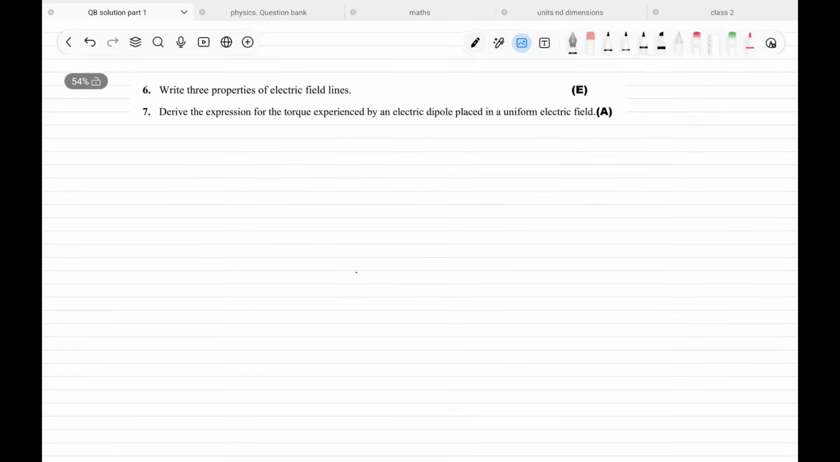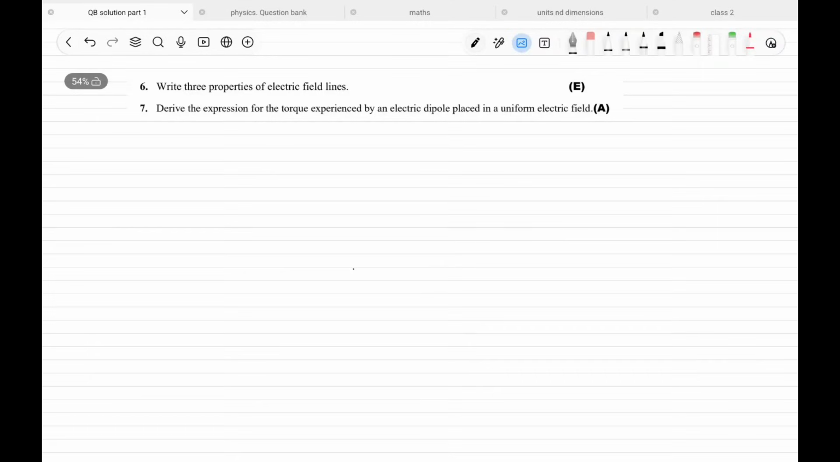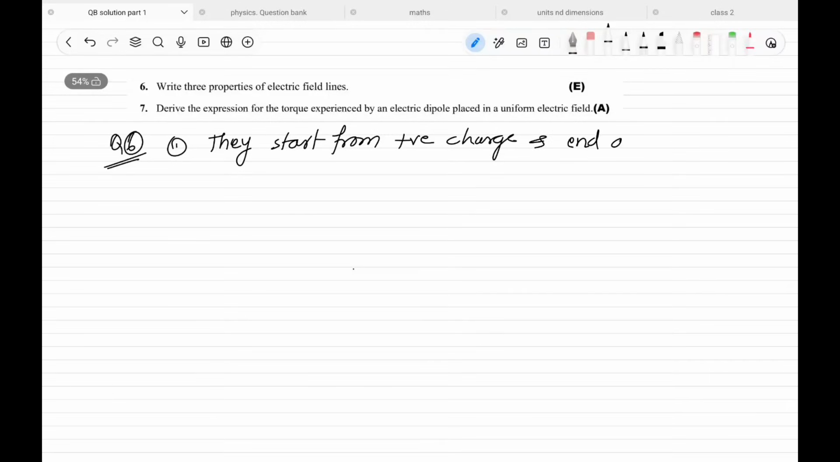Next question: write three basic properties of electric field lines. Question number 6. Property number 1: they start from positive charge and end at negative charge. This is one of the properties. Second property: they never intersect each other.